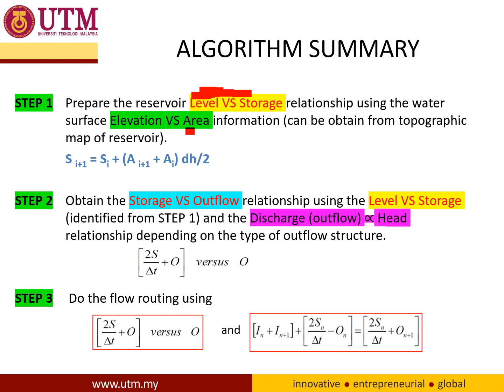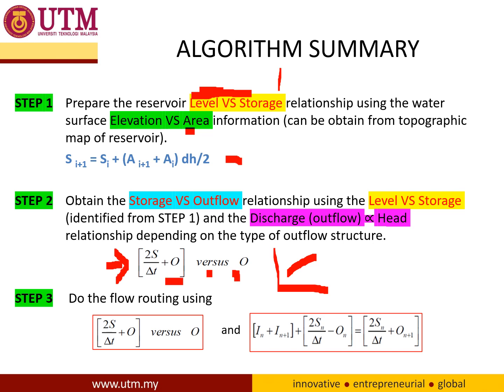Step 2. First we have this level versus storage information, obtained from the elevation versus area information using this formula. Step 2 is to obtain the storage versus outflow, in the form of this formula. It will be in the form of a graph, with the relationship between the storage and the outflow.